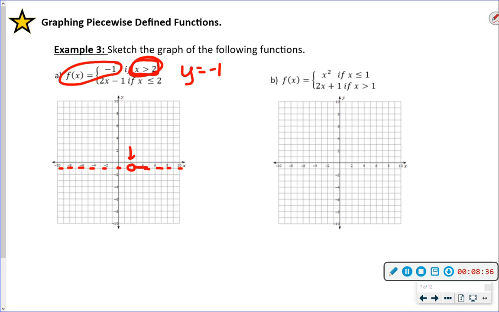Because x is 4, 5, 6, 7, 8, 9, 10. Those are all greater than 2. So I only need that piece. Now, do I care if you leave the red dashes, the template on the side? No, I don't care. But power of the smartboard, I'm going to go ahead and erase it so I make it look nice and pretty for you. Here we go. Then I'm going to do the bottom one.